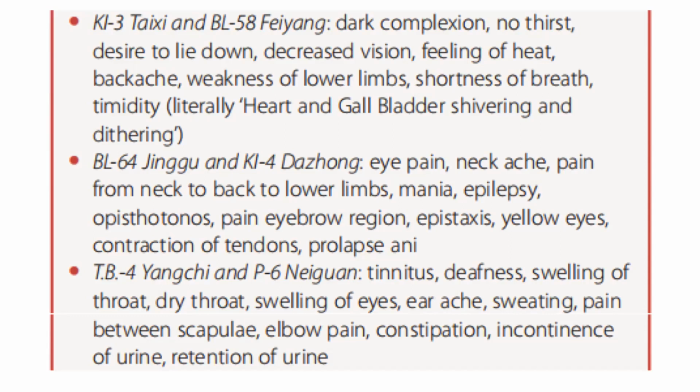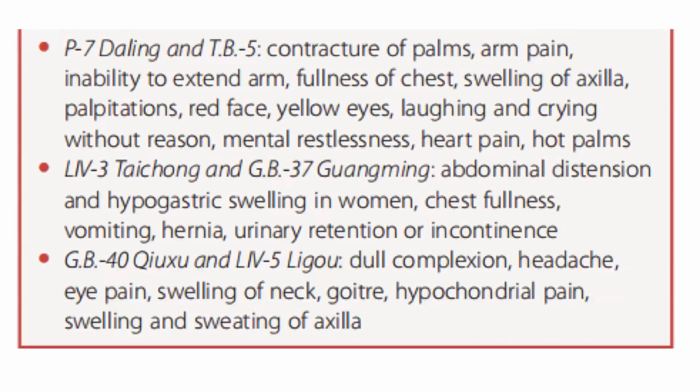Triple burner 4 and pericardium 6 can be used to treat tinnitus, deafness, swelling of throat, dry throat, swelling of eyes, earache, sweating, pain between scapulae, elbow pain, constipation, incontinence of urine, and retention of urine. Pericardium 7 and triple burner 5 can be used to treat contracture of palms, arm pain, inability to extend arm, fullness of chest, swelling of axilla, palpitations, red face, yellow eyes, laughing and crying without reason, mental restlessness, heart pain, and hot palms.